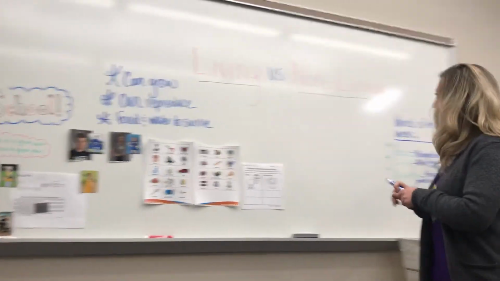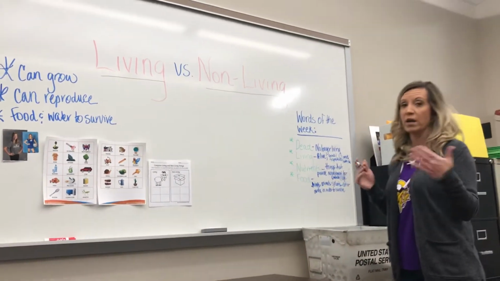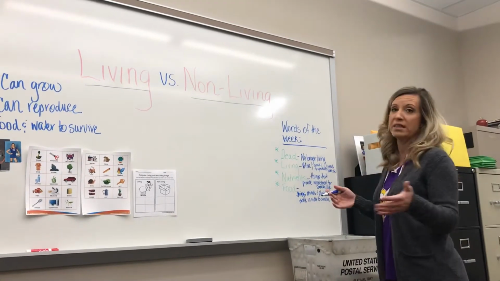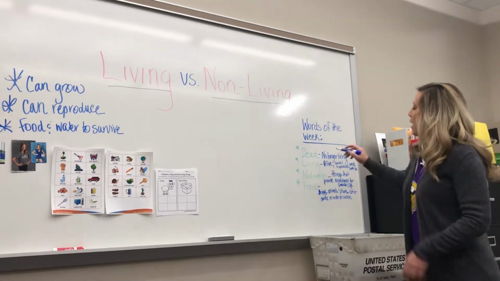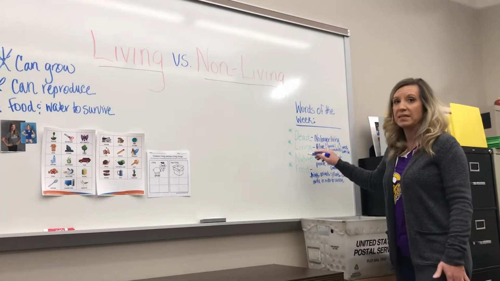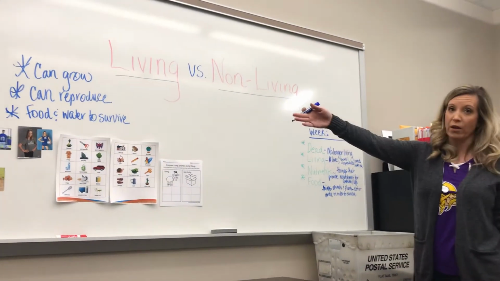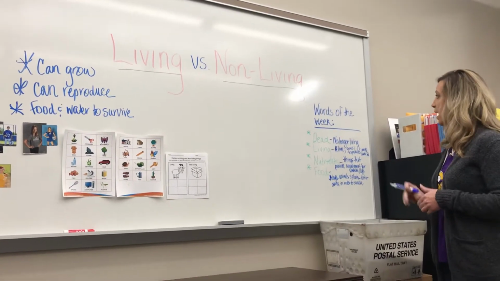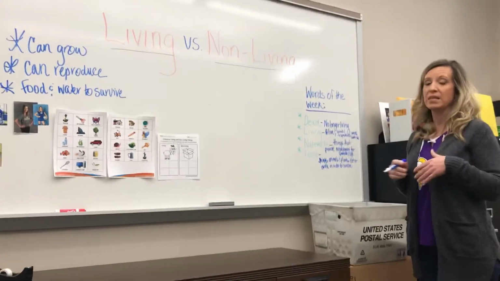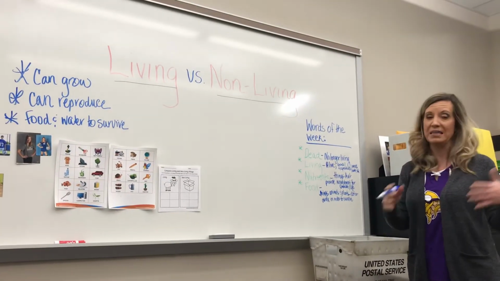Perfect. So the next thing we're going to talk about is some vocabulary words that we're going to need to understand in order to decide if something is living or non-living. Living means that something is alive, meaning they can grow, they can reproduce, and they need food and water to survive. If something is dead, it means that it was once living but is now not living.